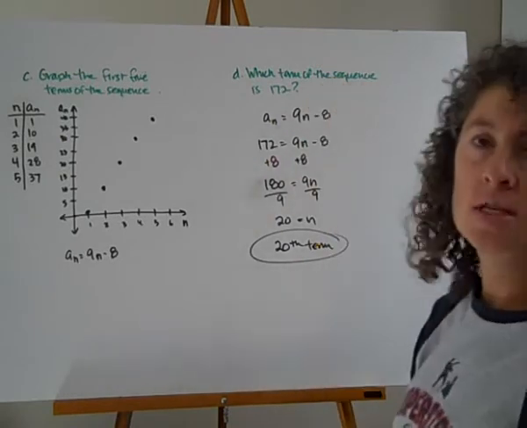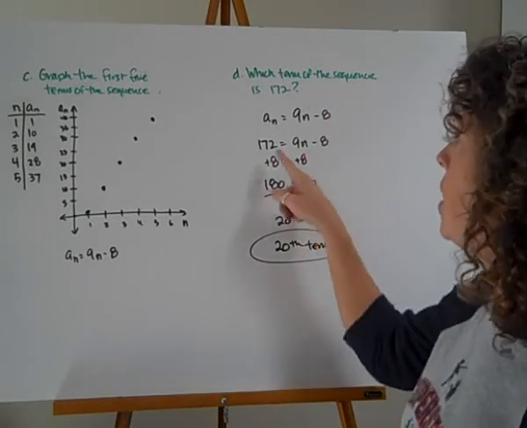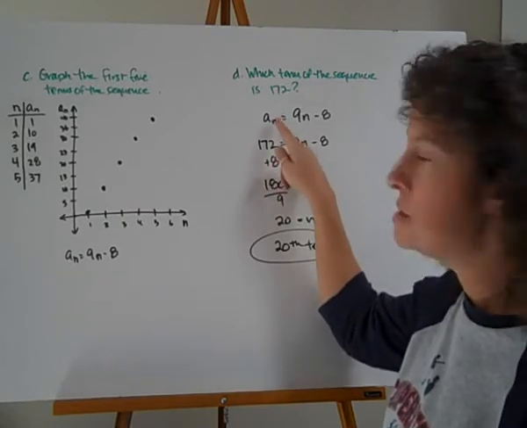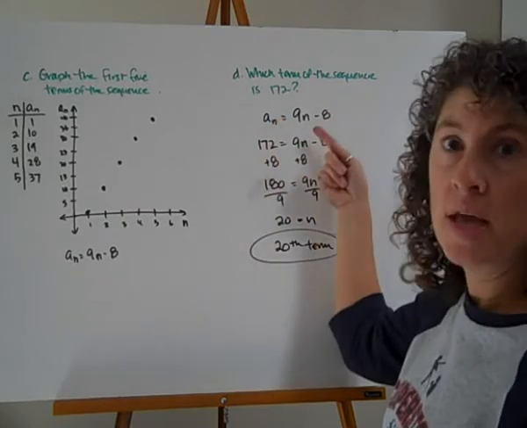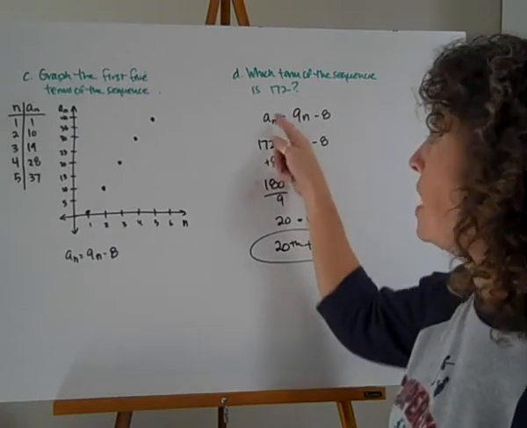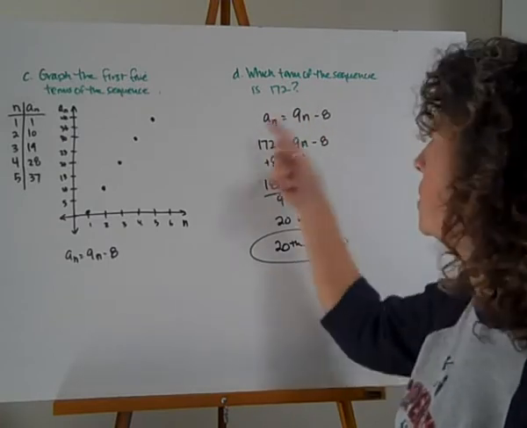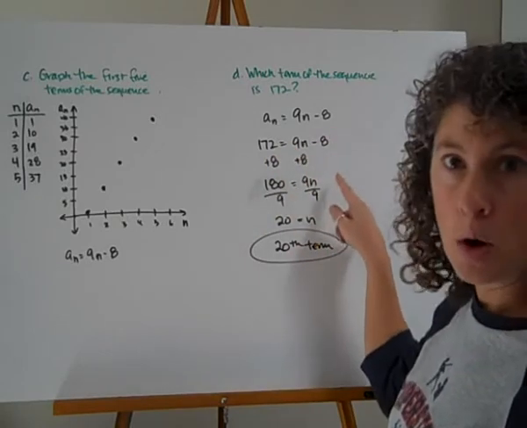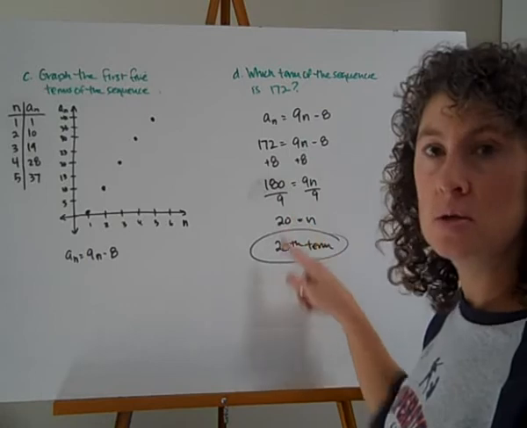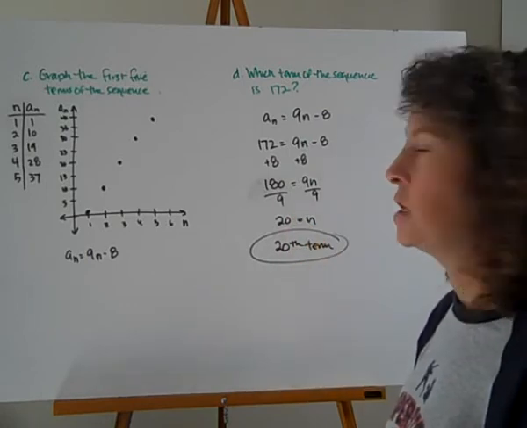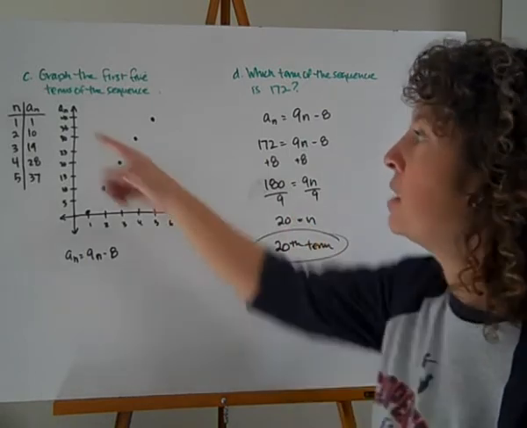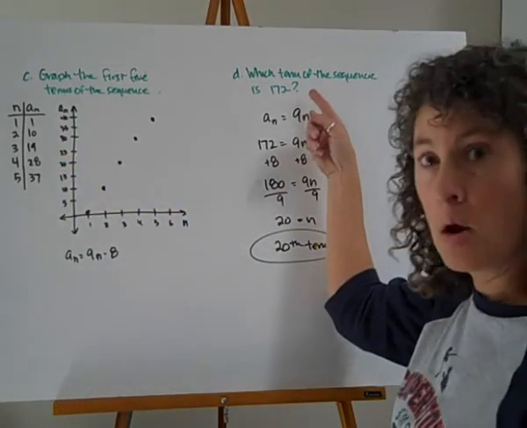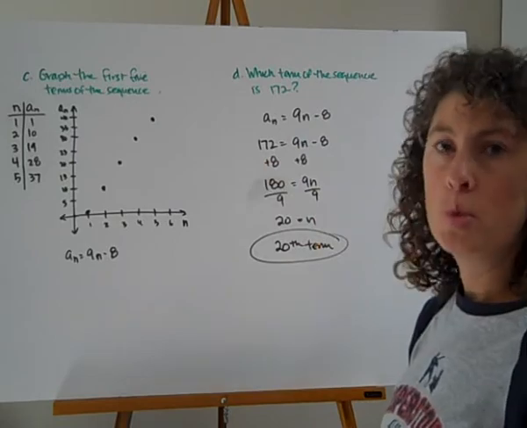What term of the sequence is 172? So I'm going to plug 172 in here where my a sub n is, and I'm going to figure out what the n is, what term that is. So here I have the output and I'm working backwards to find the input. Plug in 172, do our algebra, and come out with 20. So this is the 20th term in this particular pattern. Going back to that original pattern of 1, 10, 19, 28, if I got all the way up to 172, that would be the 20th term.